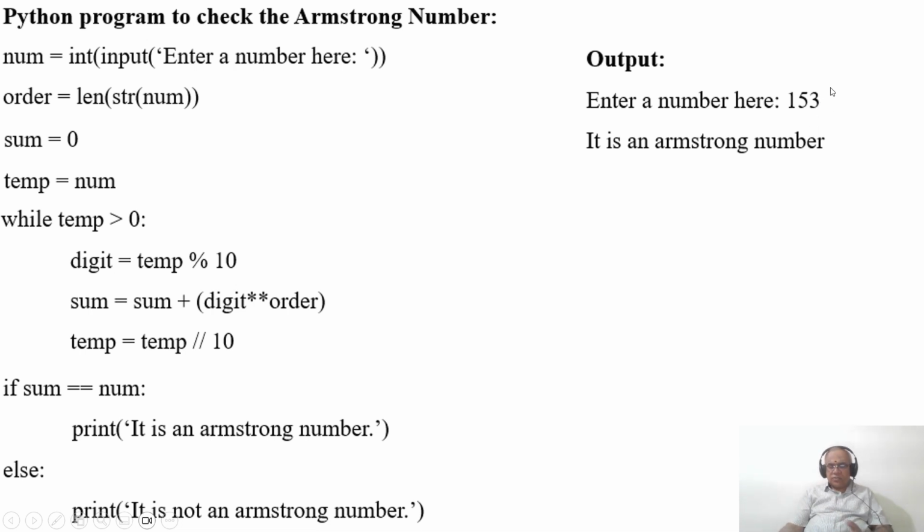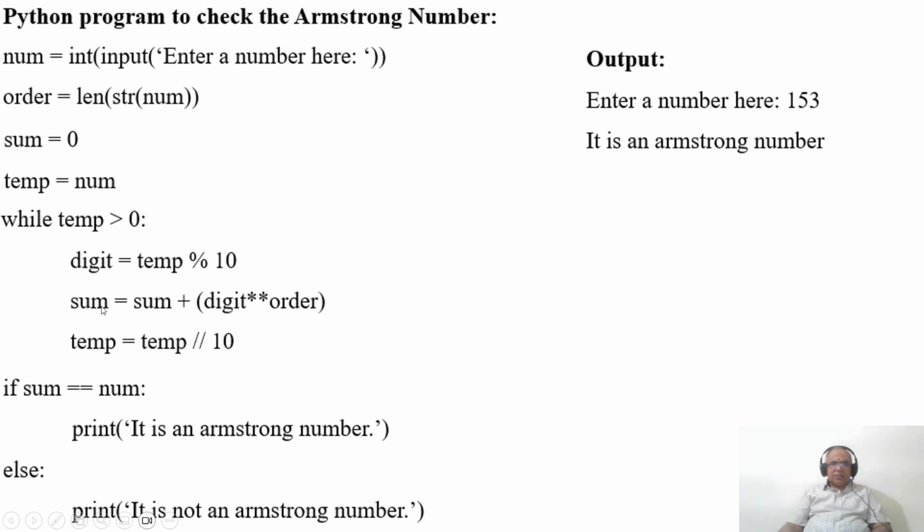Now how to take out the 3? Digit is equal to temp % 10. What does it mean? If I divide 153 by 10, the remainder will be 3. Why should I get only the remainder? You can see this is the percentage symbol, which gives the remainder. So when you divide 153 by 10, the remainder becomes 3. So digit becomes 3.